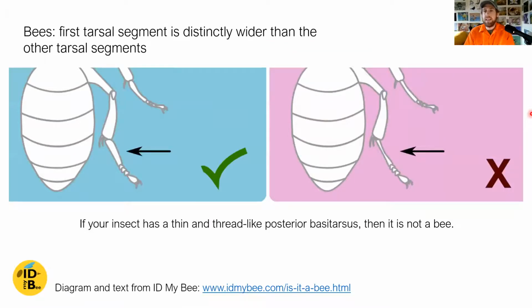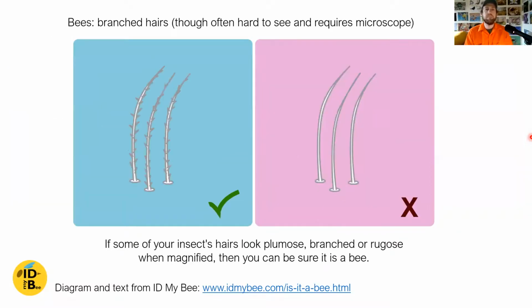And then finally, this is that first tarsal segment thing again. You have the femur, tibia, and then the next one, that's part of the foot. If the first tarsus is kind of fatter than the other ones, you got a bee. If it's skinny, similar or even smaller than the other ones, it's probably more likely to be a wasp. Like I said, that one's not super definitive, but it's a tendency.